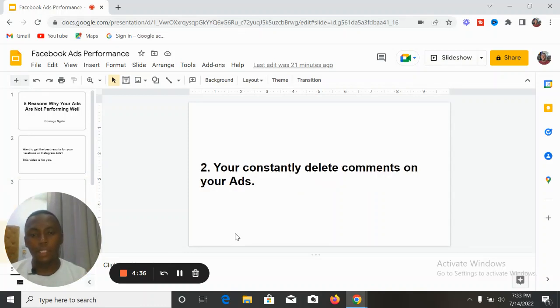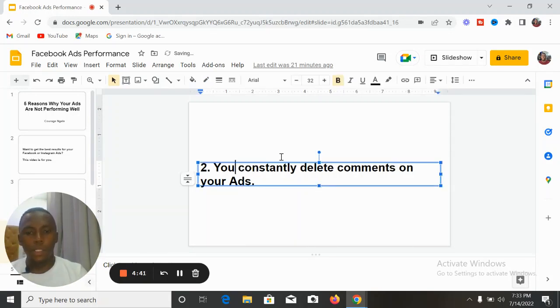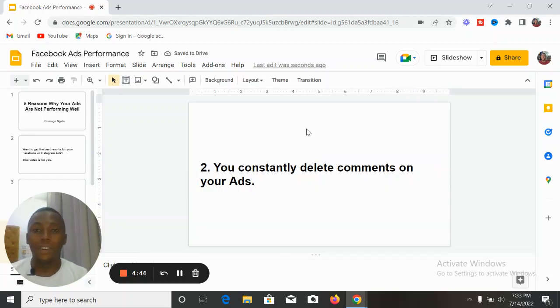Second one is you constantly delete comments on your ad. See, I know that when you run adverts sometimes, there are people who are going to come to the ad and type rubbish, type nonsense. They're going to even try to advertise their own stuff under your own adverts. And then the common thing to do is that you go there and you delete it. But you don't know that when you are deleting these things, it is affecting your ad performance.